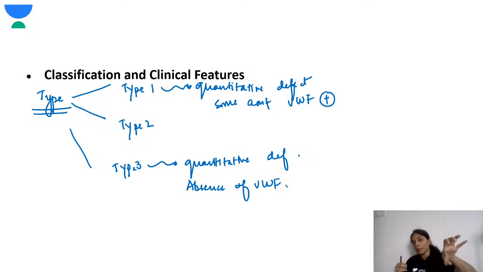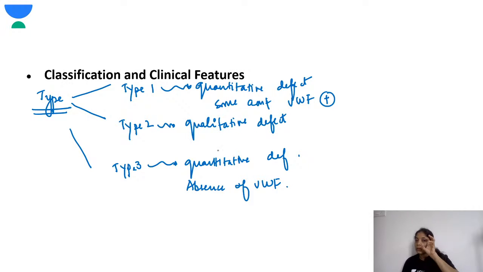So remember the odd numbers, they are the quantitative defect. In type 1 there is a deficiency, with some amount of von Willebrand factor, but in type 3 there is a severe loss, a complete absence of von Willebrand factor. So this you have to know. In type 2 it is a qualitative defect. The von Willebrand factor itself has an abnormality. It is not about the amount. Even though it is present, it is an abnormal von Willebrand factor.